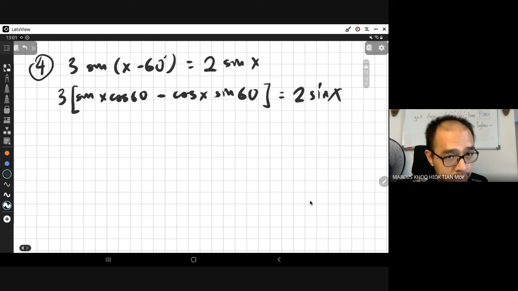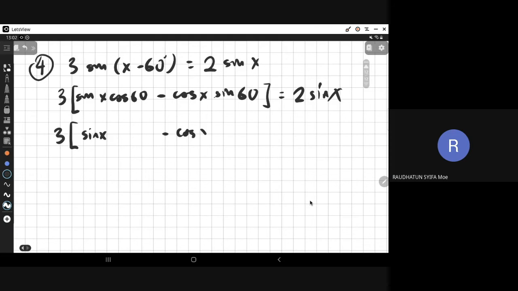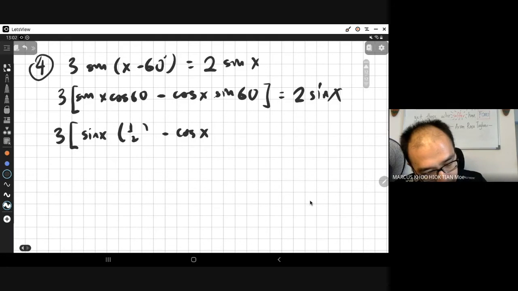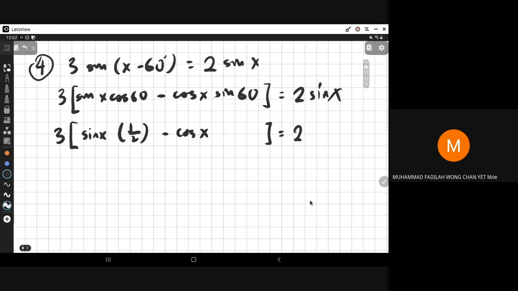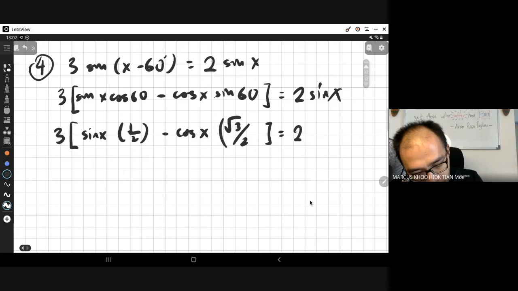Can I have sine 60 and cos 60, please? Cos 60, 1 over 2. 1 over 2. Sine 60? Should be square root 3 over 2. Square root 3 over 2. Okay, square root 3 over 2.